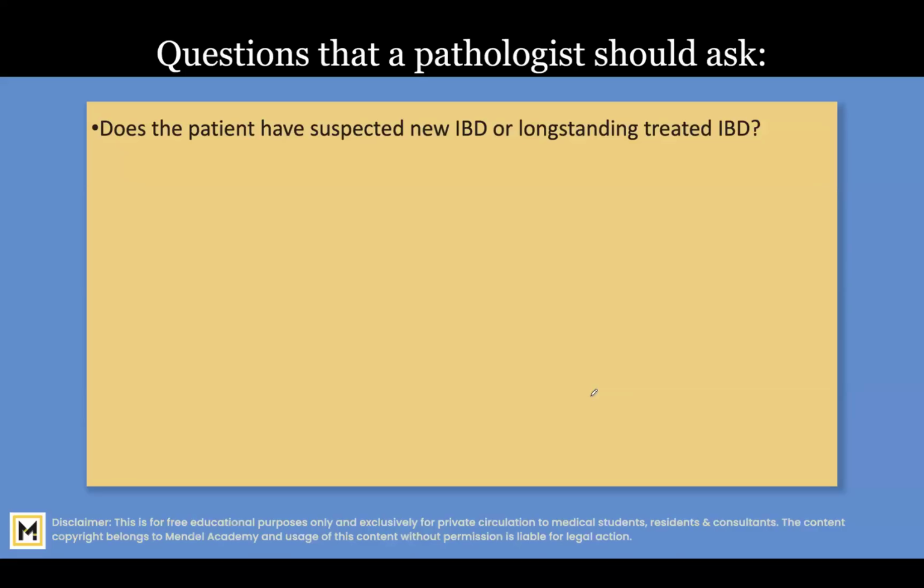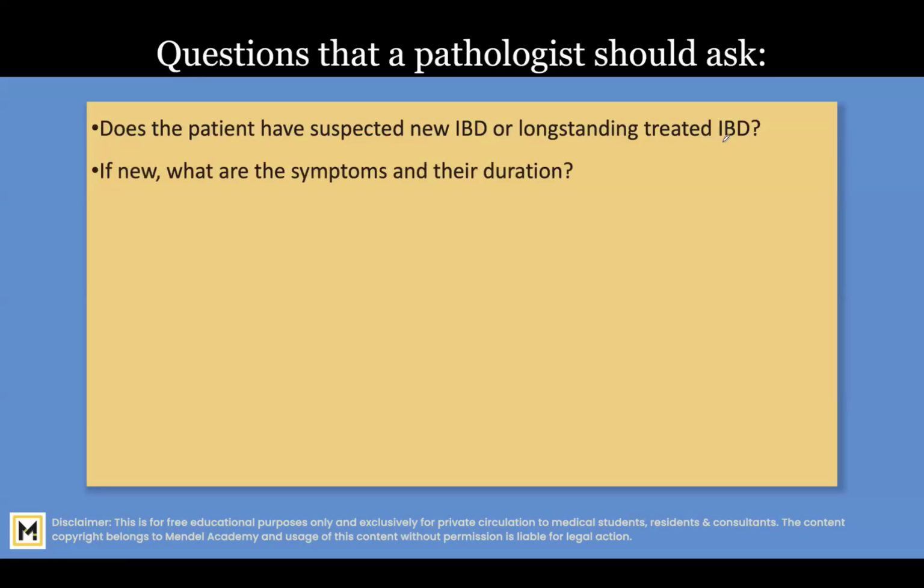So as a pathologist, now we are turning after this very basic introduction, you are pathologists, and you should be asking these questions whenever you receive an endoscopic biopsy to rule out inflammatory bowel disease. Does the patient have suspected new IBD, or is it a long-standing treated IBD? Because the histologic features will be different for both of them. These will show very raw features, and these will be mostly chronic and sclerosed and all those kind of things.